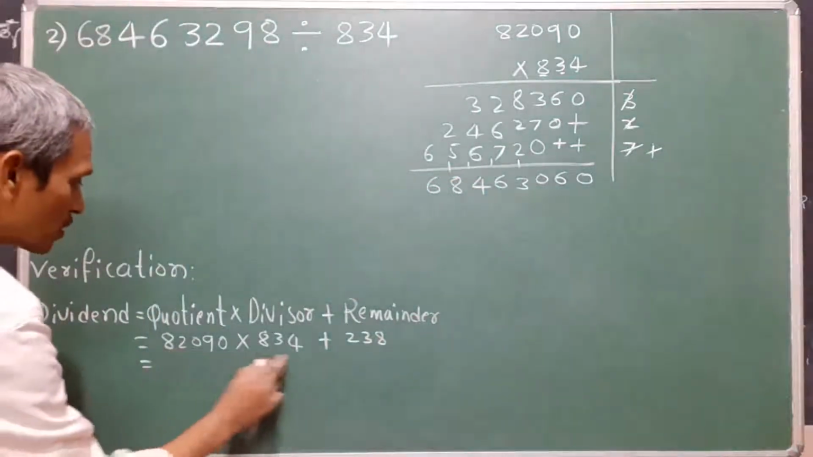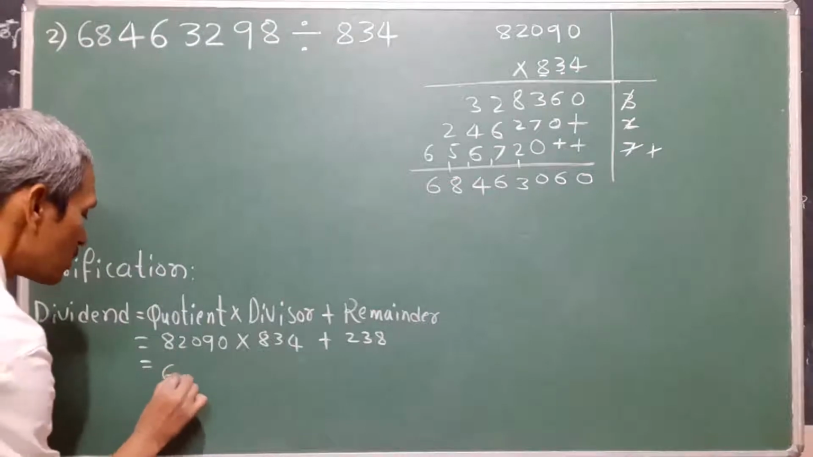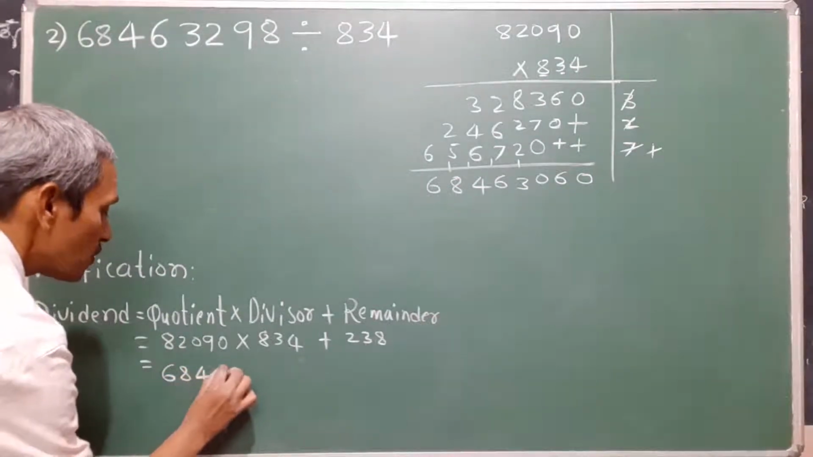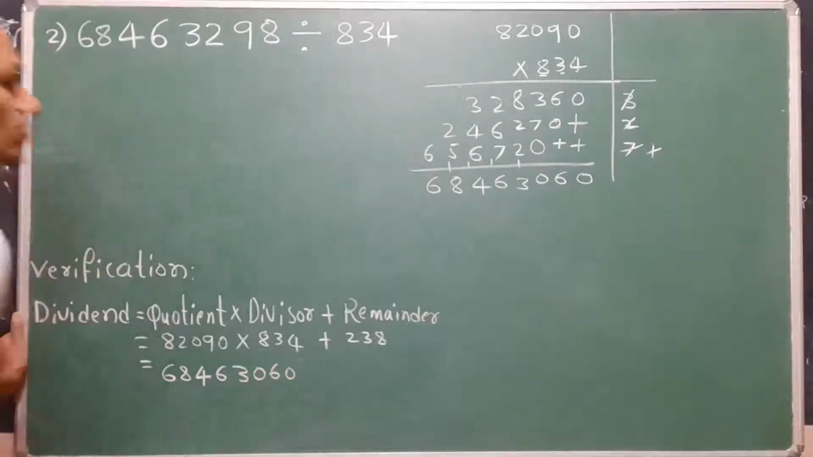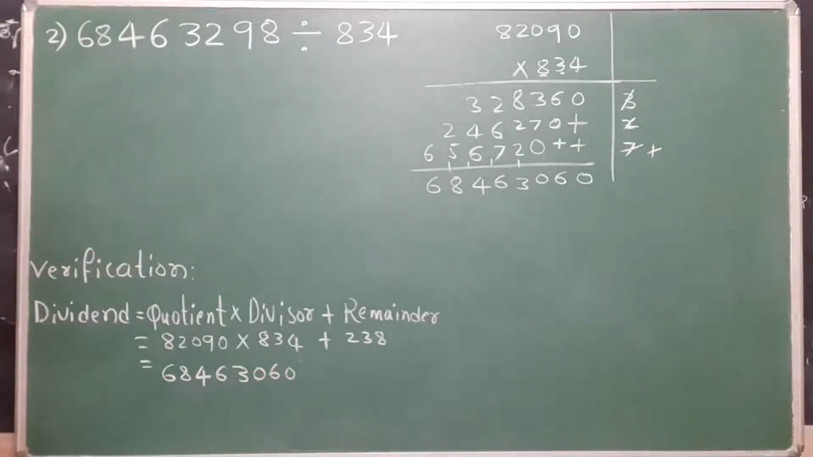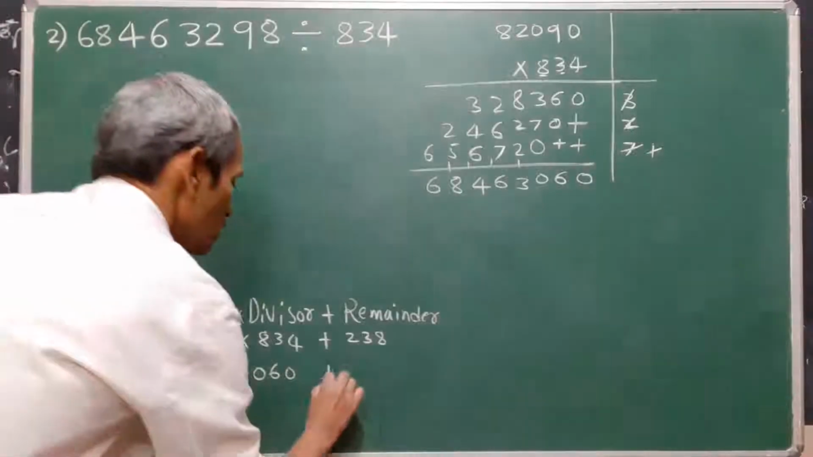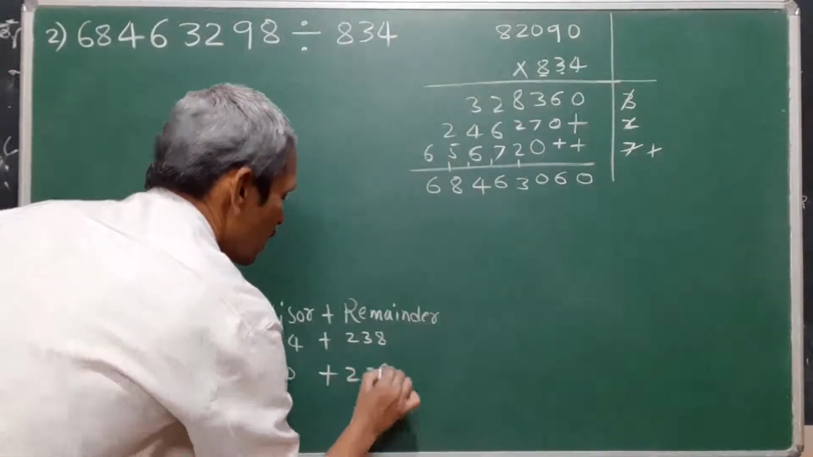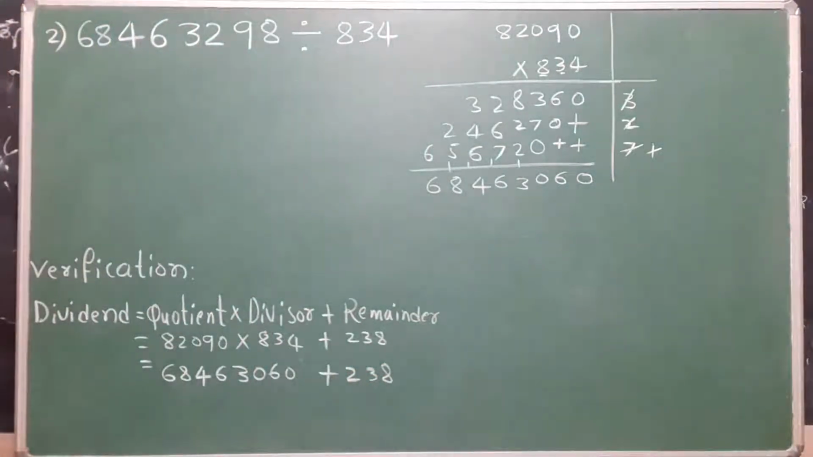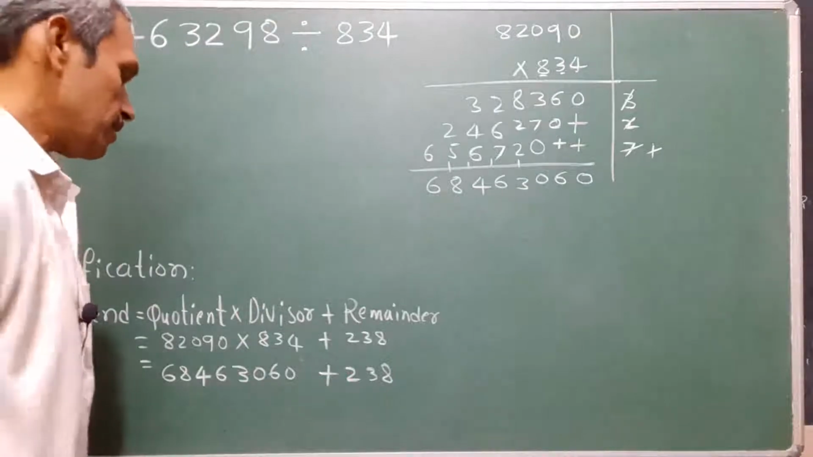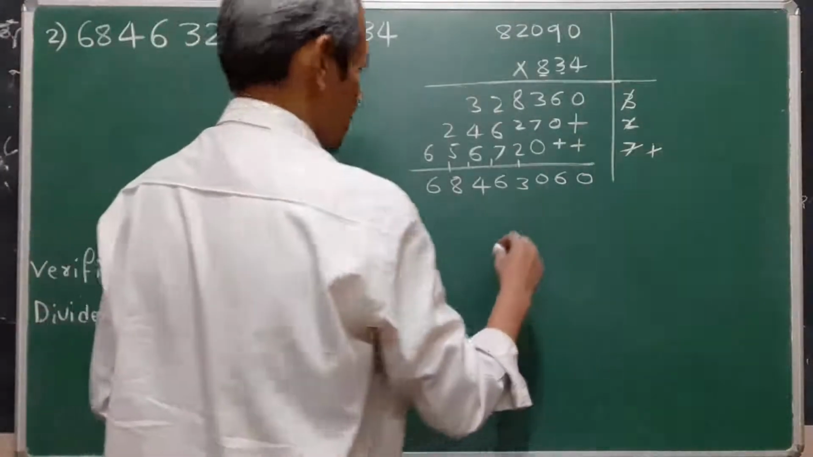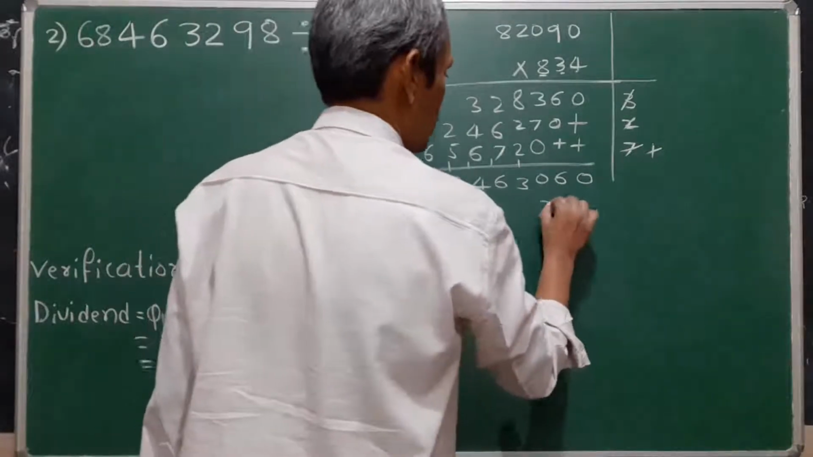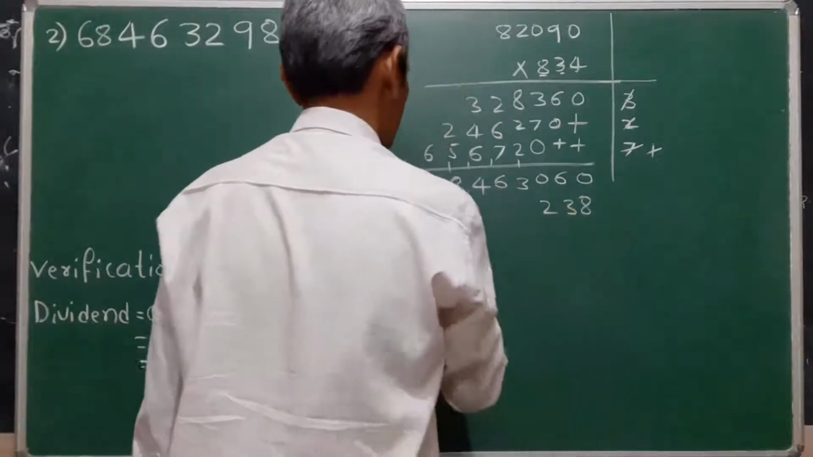We got the product of these two as 68463060. If we add 238 to this, we should get the dividend. Quotient is 238.